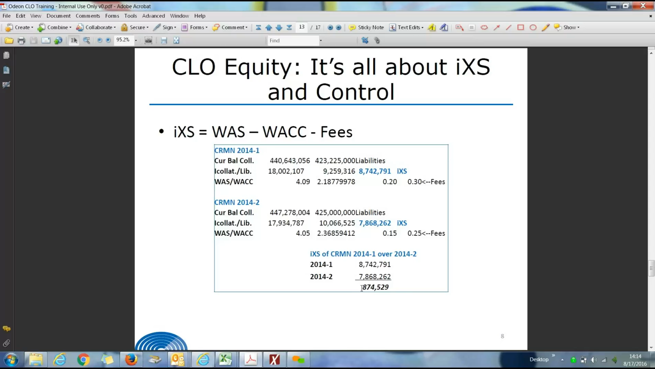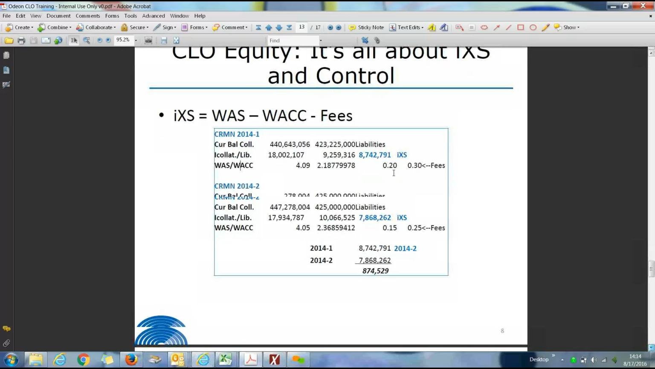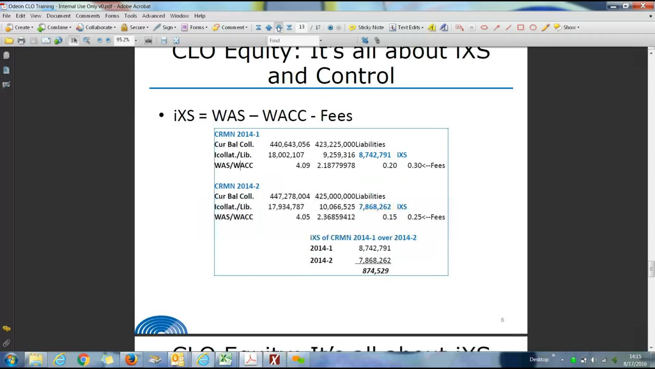So it turns out that there's a slight advantage, and this would be on an annualized or, quarterly basis, actually. This would be on a quarterly basis that there's this difference. And, unfortunately it wasn't as big as I had hoped it would be, but it still was bigger. And what you can see is the difference turns out to be these fees. On one deal, there's a lot more fees than on the other deal. But anyway, so next thing on CLO equity. So that's where IXS comes from.